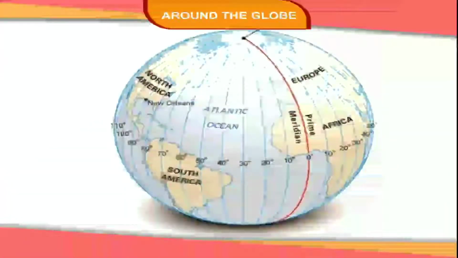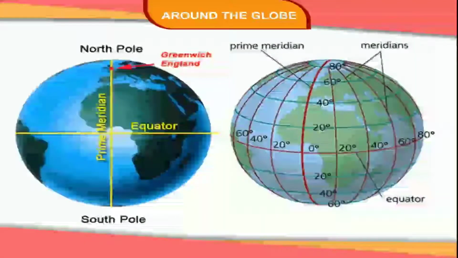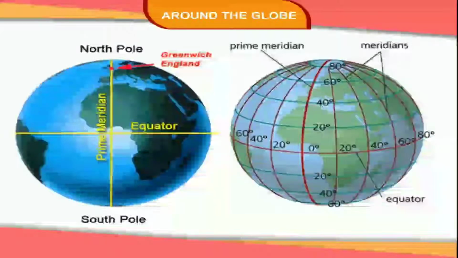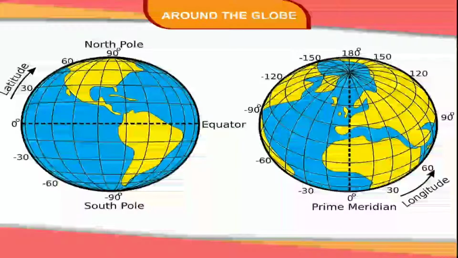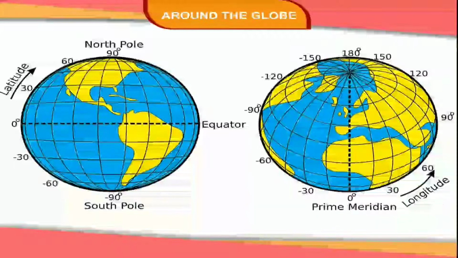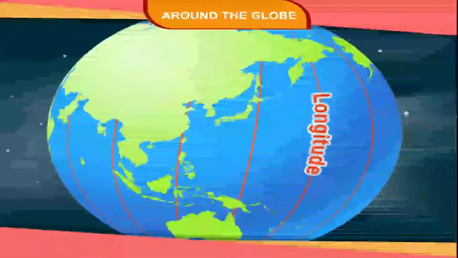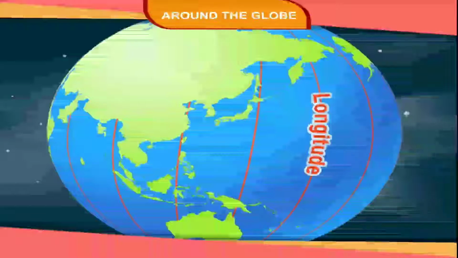The meridian which passes through the Greenwich Observatory at Greenwich in England has been recognized as the prime meridian since 1884 by all the countries of the world. It is numbered 0 degrees. All other meridians are numbered east or west of the prime meridian up to 180 degrees. The distance measured east or west of the prime meridian is called longitude. The 180-degree meridian passes through the Pacific Ocean.